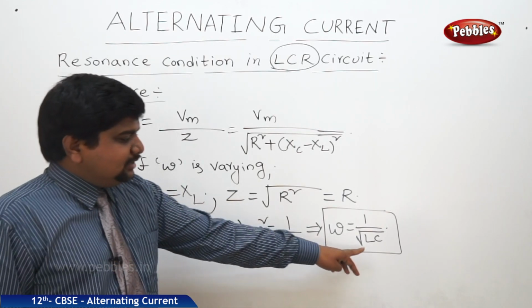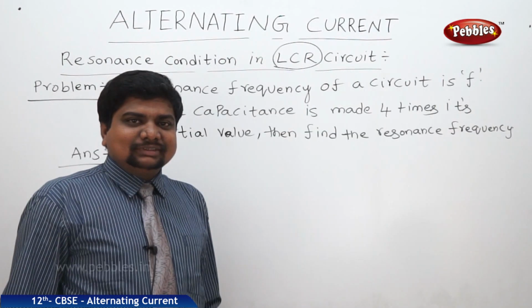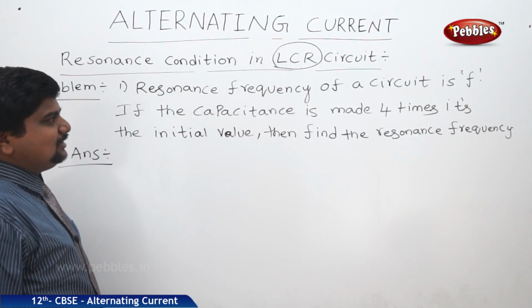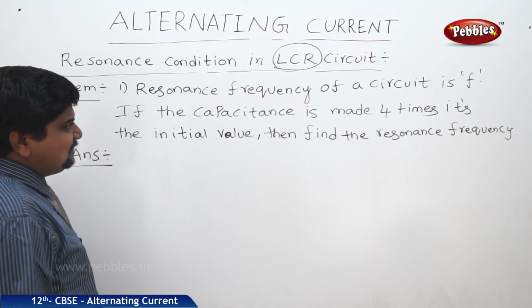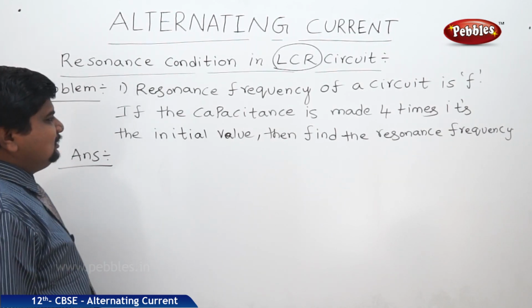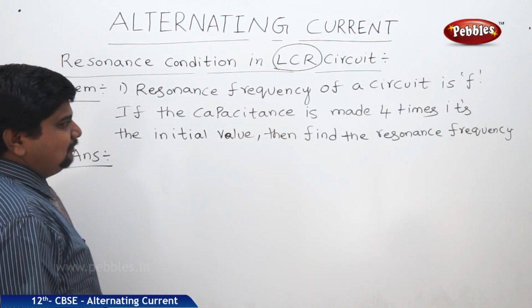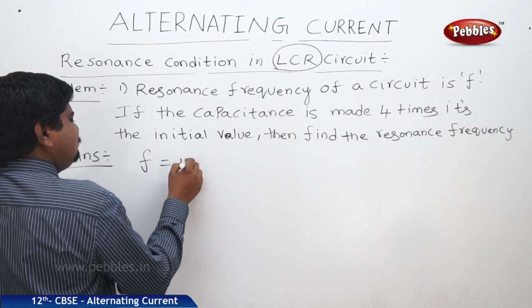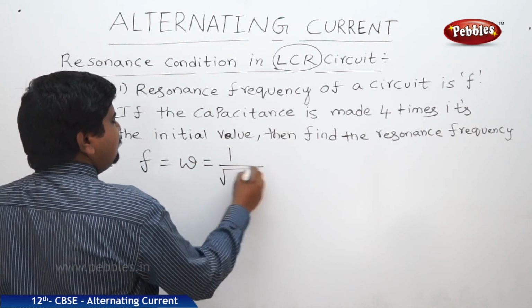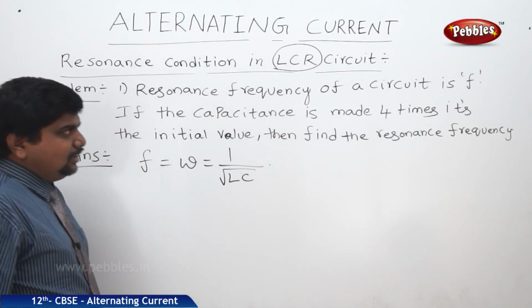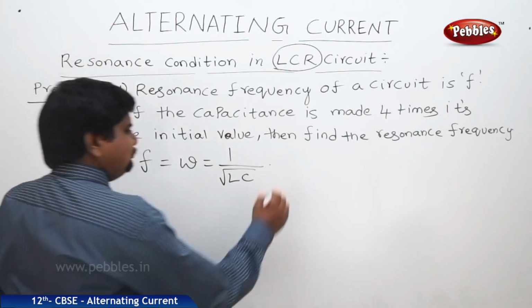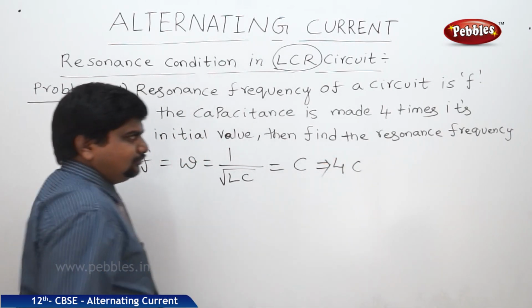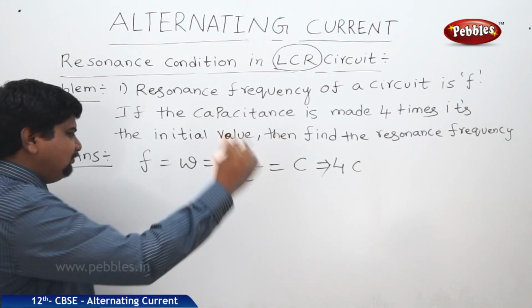Now we will see one problem based on this condition, related to the resonance condition. The resonance frequency of a circuit is F. If the capacitance is made 4 times its initial value, then find the resonant frequency. So we know that ω = 1/√(LC). Capacitance is made 4 times, meaning C becomes 4C. Then what will be its new resonant frequency?